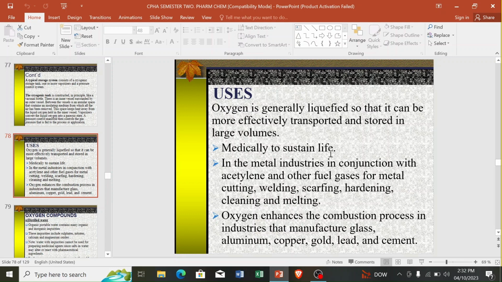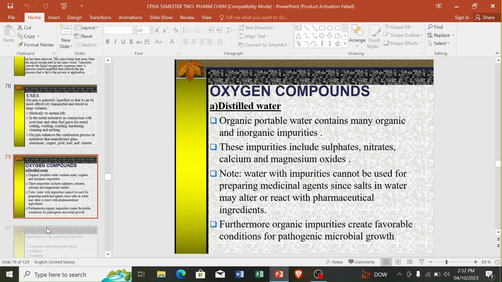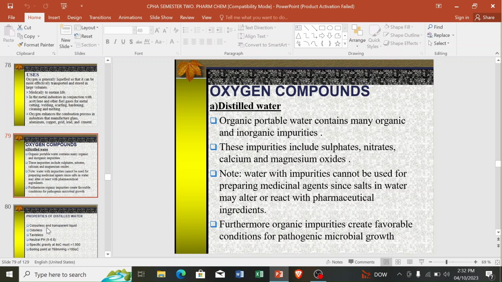So cases that may be life-threatening and may need oxygen, we have cases of asphyxia. So when your patient presents with asphyxia, there is need for you to give the oxygen to sustain life. Okay, so we need to also know and appreciate that we have compounds of oxygen. We majorly have two compounds of oxygen, that is distilled water and hydrogen peroxide. So here we are starting straight away with the distilled water.